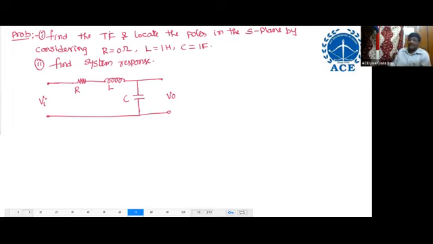Exact response means it is represented with values. At t equal to 0, whatever value you are getting will be represented. That is called the exact response. Approximate means we don't consider the value at t equal to 0. We just take some value and draw some constant. That is the only difference.